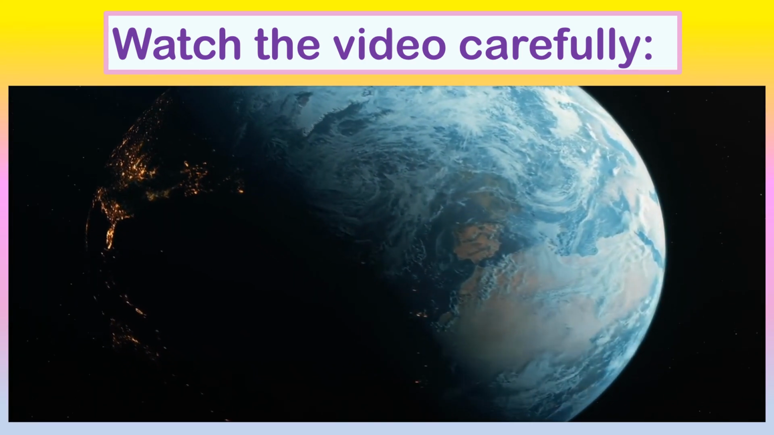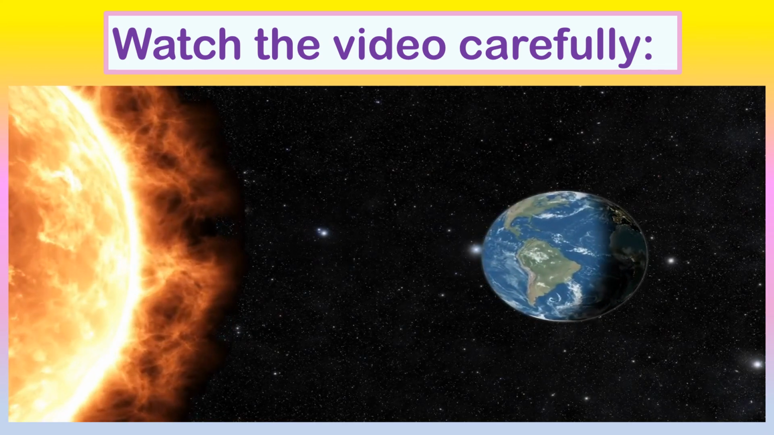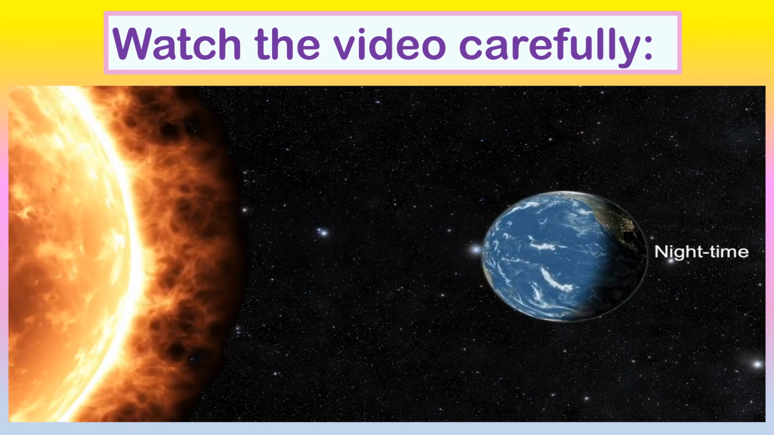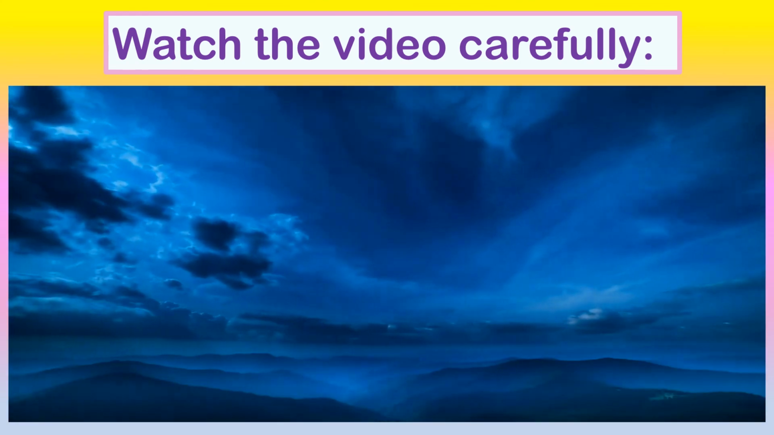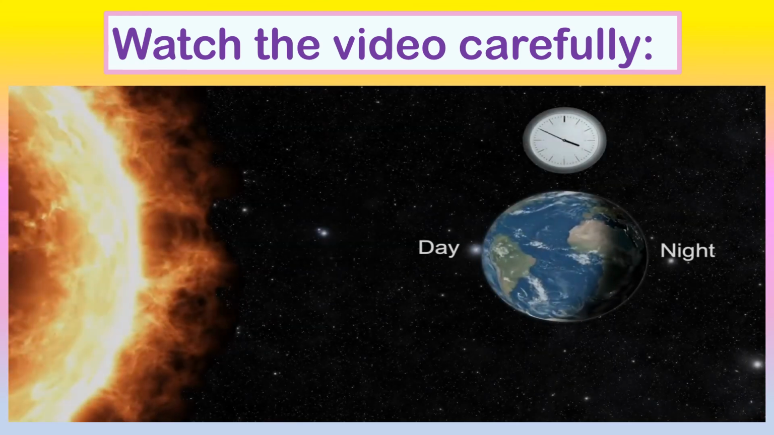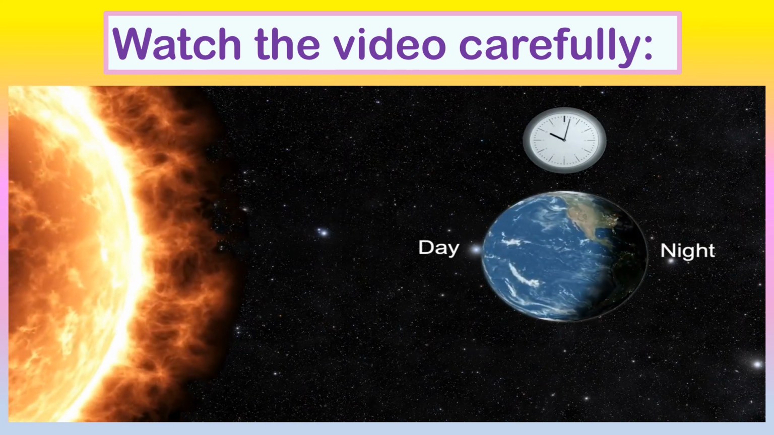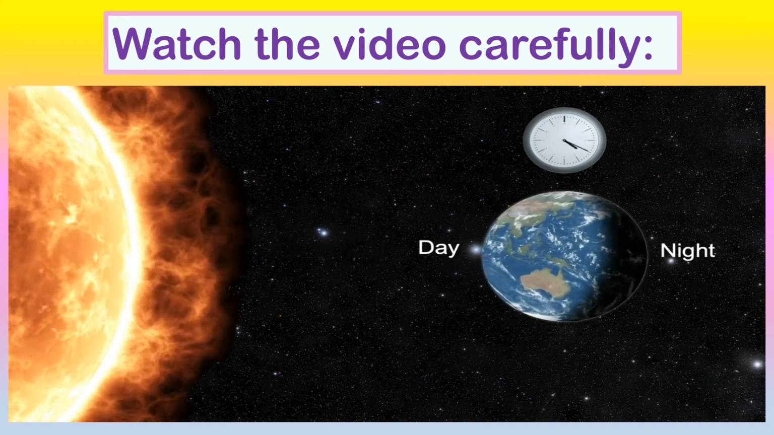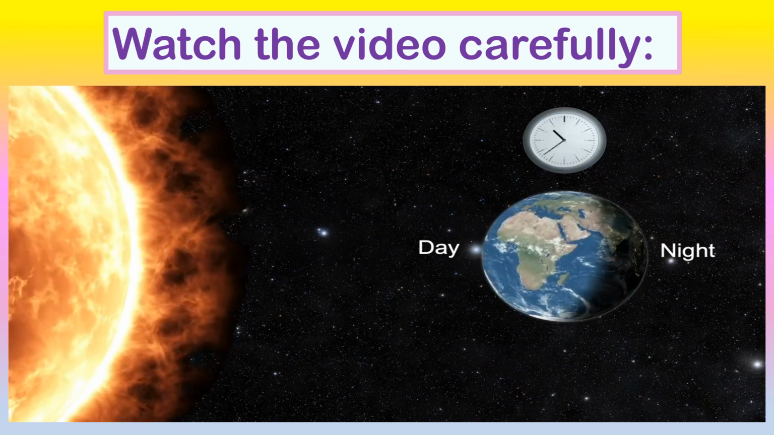At the same time, the opposite side of the Earth is facing away from the sun. This part of the Earth is in darkness and it is nighttime. It takes the Earth 24 hours to complete one rotation. The repeating rotation of the Earth is why we experience the daily pattern of day and night.